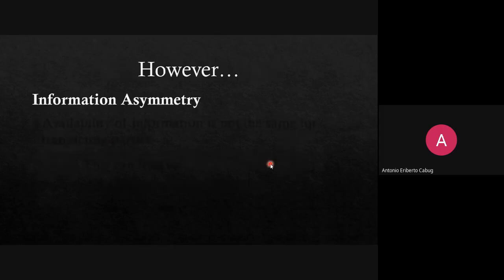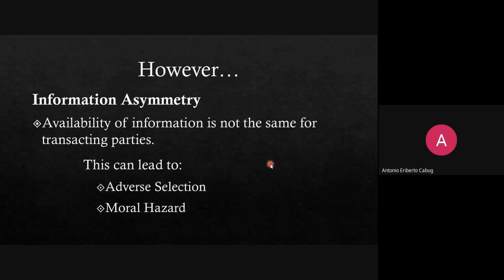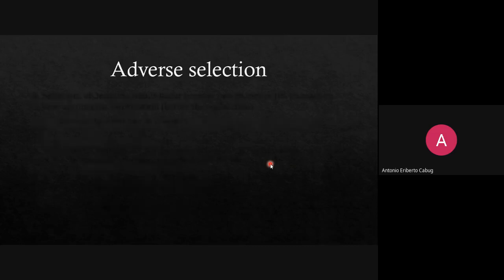The existence of this information asymmetry, meaning the information is not the same for the transacting parties, can lead to two things. Number one is adverse selection. Number two is moral hazard. Okay? This can lead to adverse selection and or moral hazard. Adverse selection.